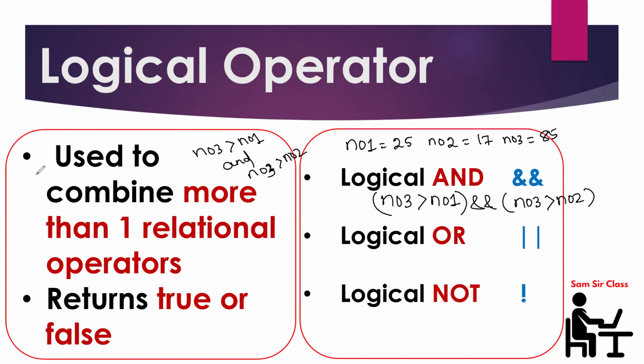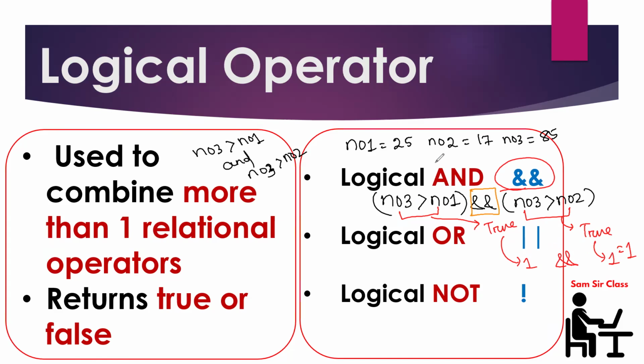If I represent this through logic or syntax, I have to write it down like this: number 3 greater than number 1 and number 3 greater than number 2. From this example, you will realize that this relational operator will return true, that means 1, and this will return 1. 1 and 1 will always return true. That means if both the expressions are true, then this logical AND expression will return true.